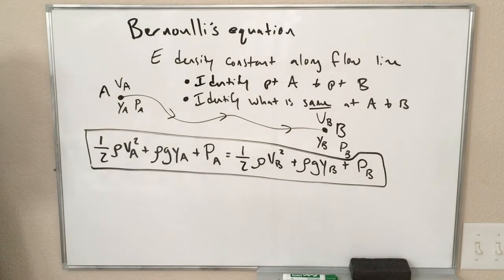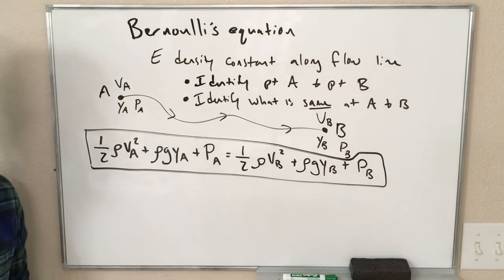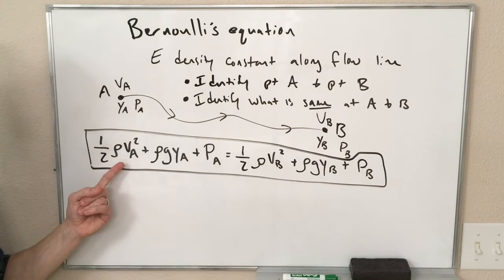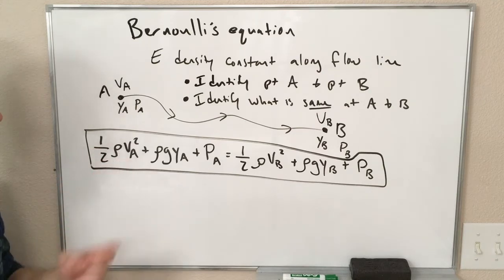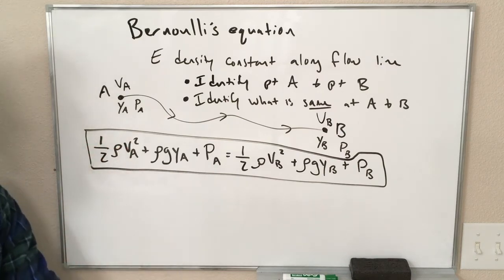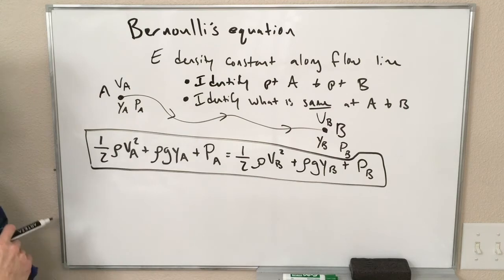Sometimes in Bernoulli's equation problems, we run into situations where the velocity isn't 0 at one point, but it's very, very low, or much, much lower than the velocity at the other point. In which case you can still treat the velocity as 0 and say there's no significant amount of kinetic energy there. I'll point that out in at least one example we do in the near future.